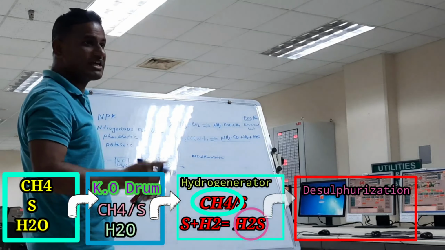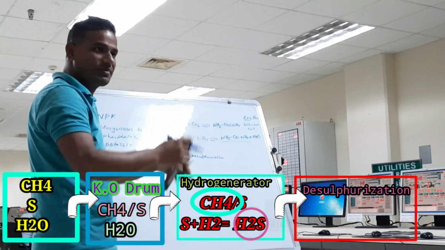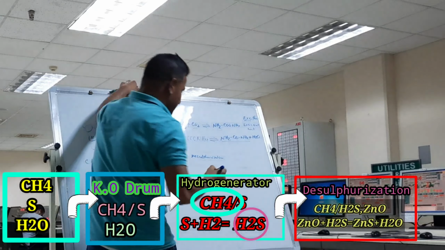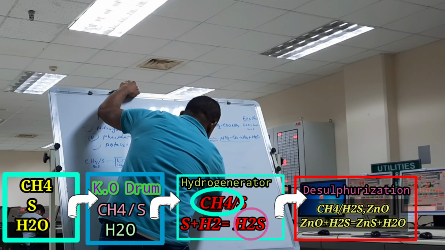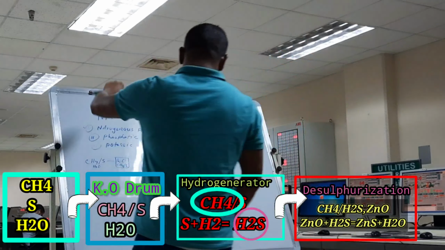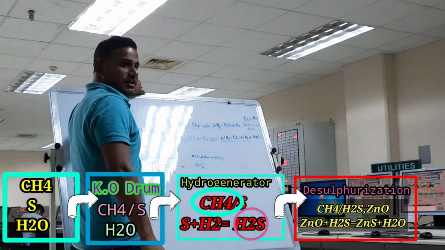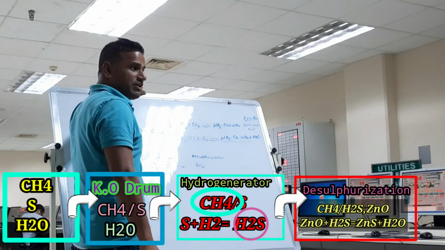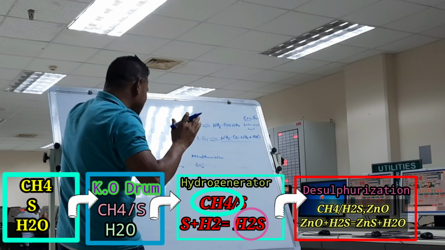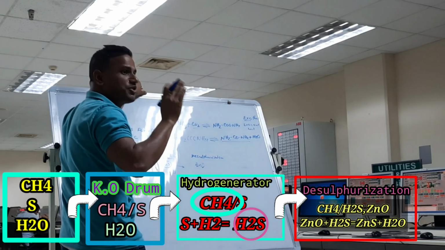Desulfurization section. Desulfurization, de means remove. In the desulfurization section, they are using zinc oxide. The catalyst they are using is zinc oxide. And on this side, methane and hydrogen sulfide go in. Our main target, the catalyst, correct? The catalyst they are using is zinc oxide, because our main target is anyhow to remove this sulfur.